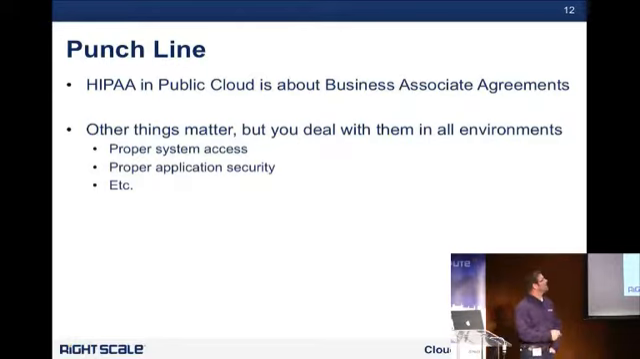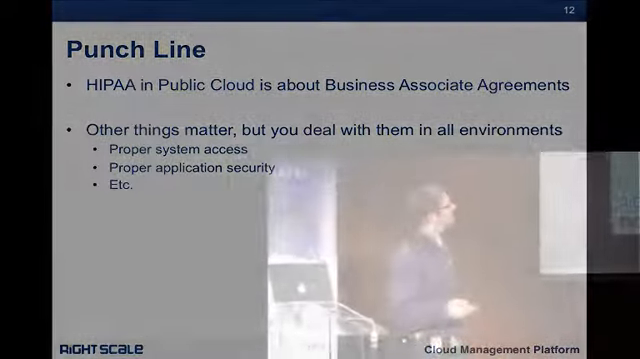So the punchline: HIPAA in the public cloud is about business associate agreements. It really boils down to just that. The business associate agreements are super important. Other things, proper system access, application security, those types of things will matter.